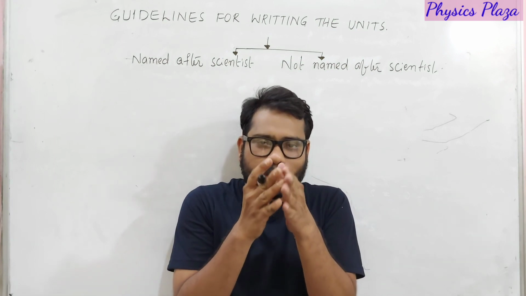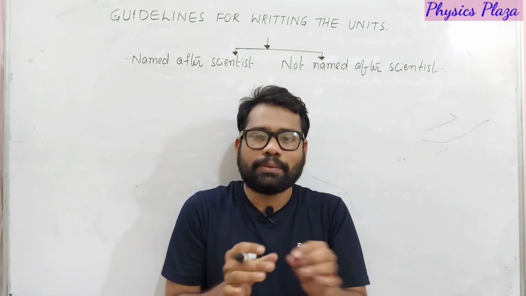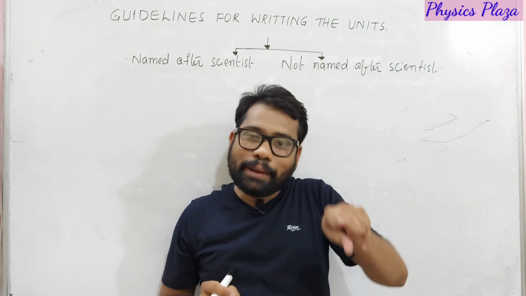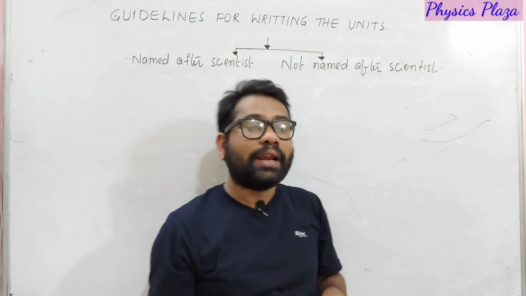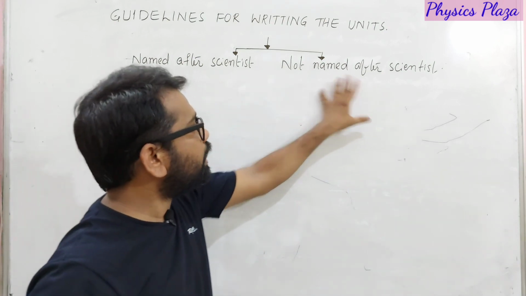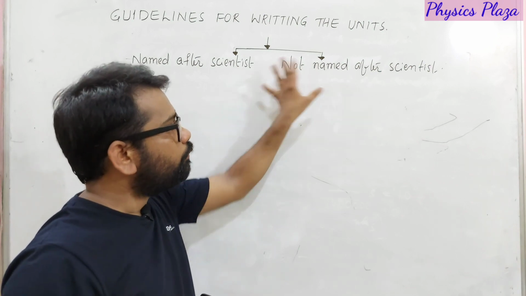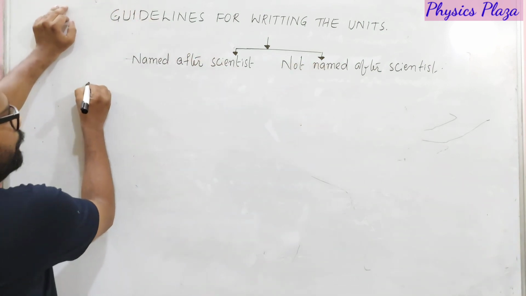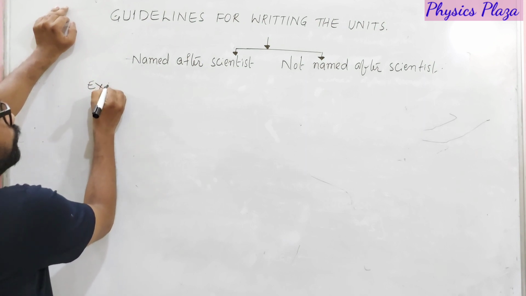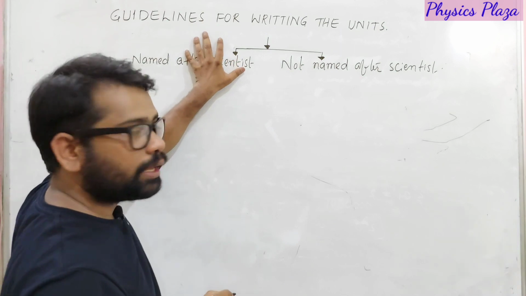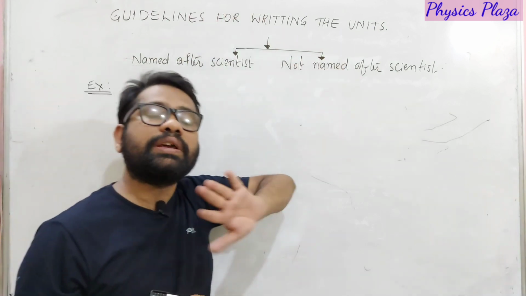So units, in simple terms, based on their names, we can divide into 2 categories: the units which are named after a scientist and the units which are not named after a scientist. How we can write these units, how we can follow these 2 rules, is very important. For example, dear children, when we want to write the full name of the unit, either named after a scientist or not, whatever it may be.